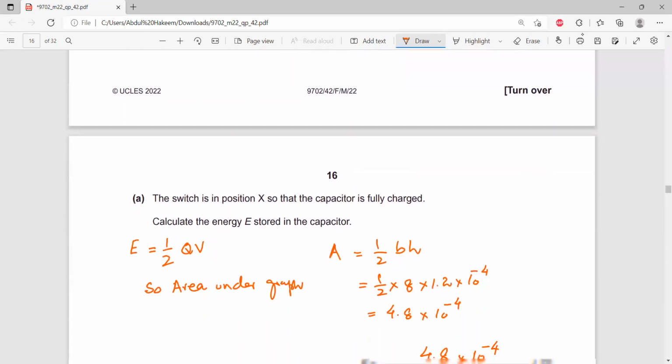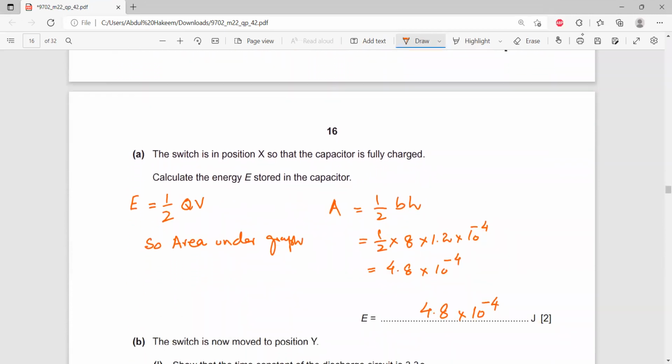The question, part A: the switch is in position X so that the capacitor is fully charged. Calculate the energy stored in the capacitor. So energy is equal to 1/2 QV, where Q is the charge and V is the potential difference, the voltage. So the area under the QV graph is equal to the energy.